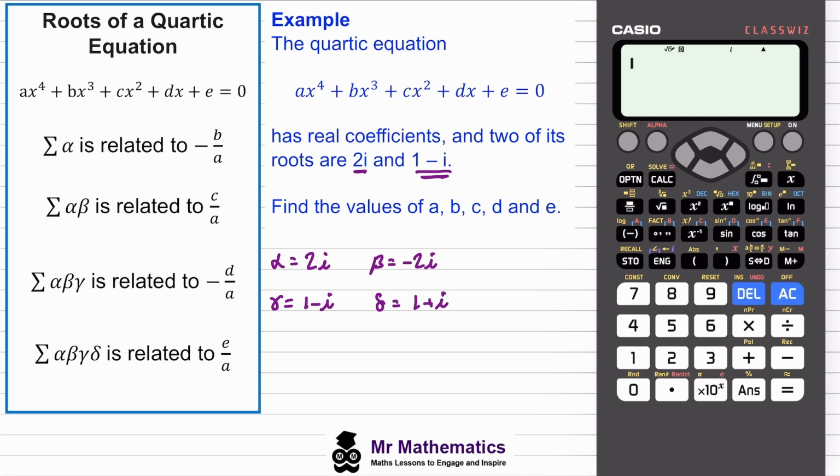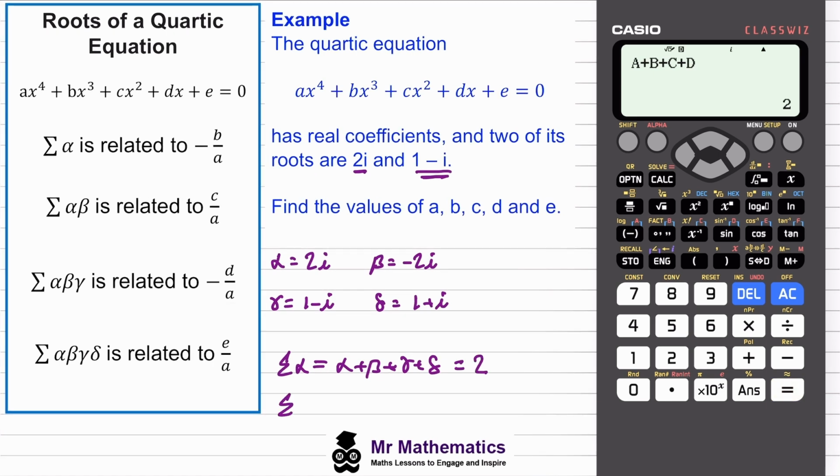The sum of alpha is the sum of the individual roots. So the sum of alpha will be equal to alpha plus beta plus gamma plus delta. On our calculators, this is simply the variable a plus the variable b plus the variable c plus the variable d, and this will give us 2.